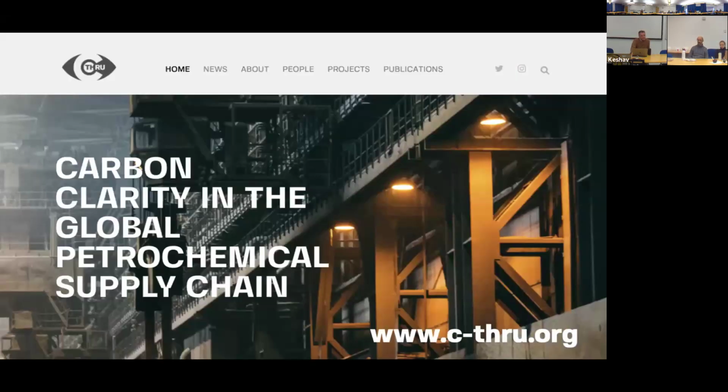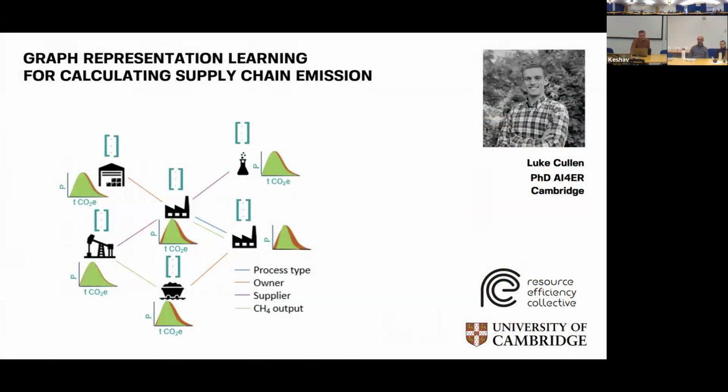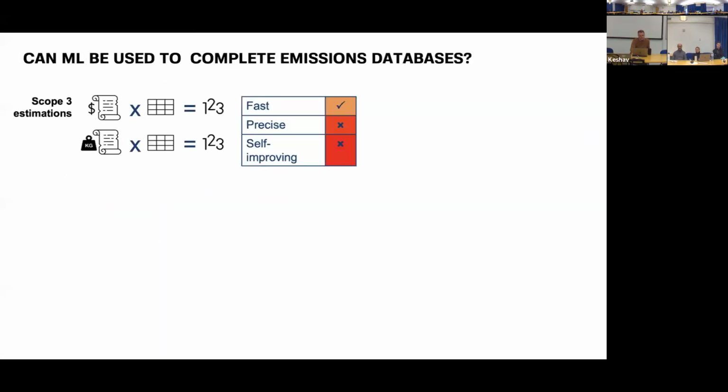So that's the kind of key messages. And finally, I was just going to share a little bit, because Luke's been doing some work on this, and I guess this is just us thinking a little bit more about how we think about the data. So Luke's doing this project on graph representation learning for calculating supply chain emissions. So slightly different problem, but it's trying to work out where the emissions in the supply chain happen.